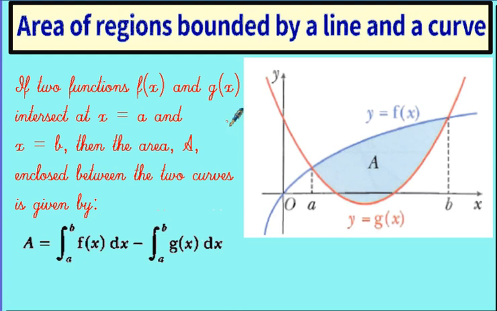If two functions f(x) and g(x) intersect at x is equal to a, here it is intersecting, and at x is equal to b here, so at two places it is intersecting, then the area of the enclosed figure of two curves, or it may be one line and one curve, you find the integral from a to b of f(x) and again of g(x), and subtract it. So upper minus lower you subtract.